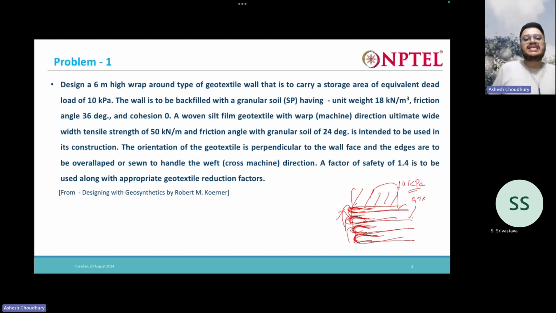A woven slit film geotextile. So this is a type of geotextile, a woven geotextile, slit film type. If you recall the first class, the first lecture that was given by the professor, you will remember this, right? What is a slit film geotextile? A woven slit film geotextile with warp direction ultimate wide width tensile strength of 50 kilonewton per meter.